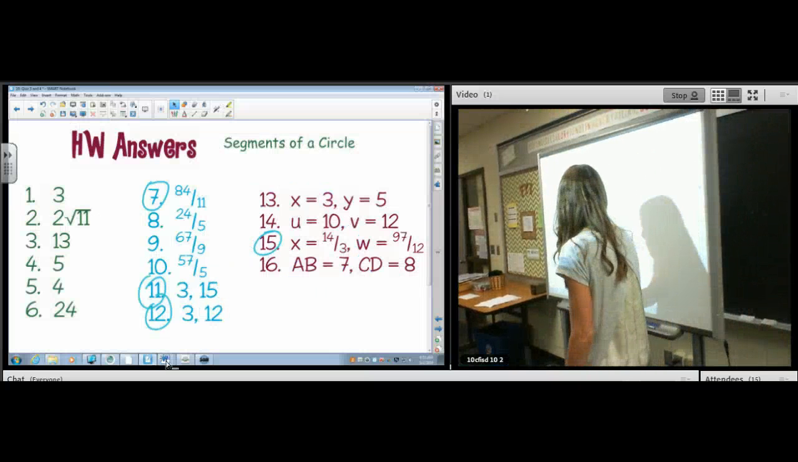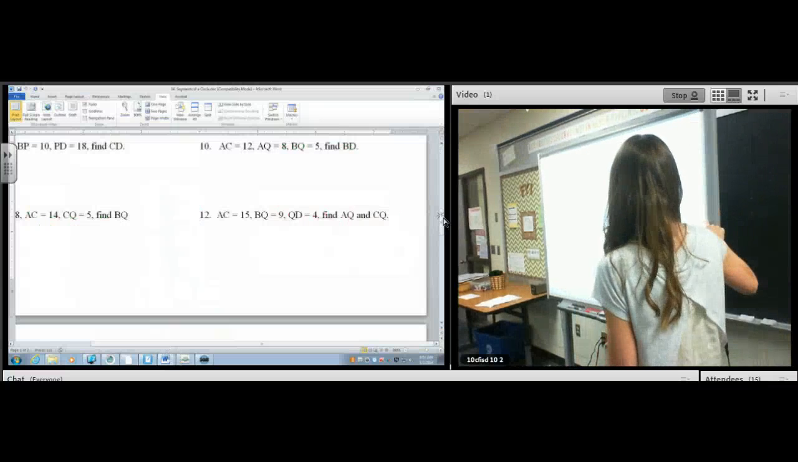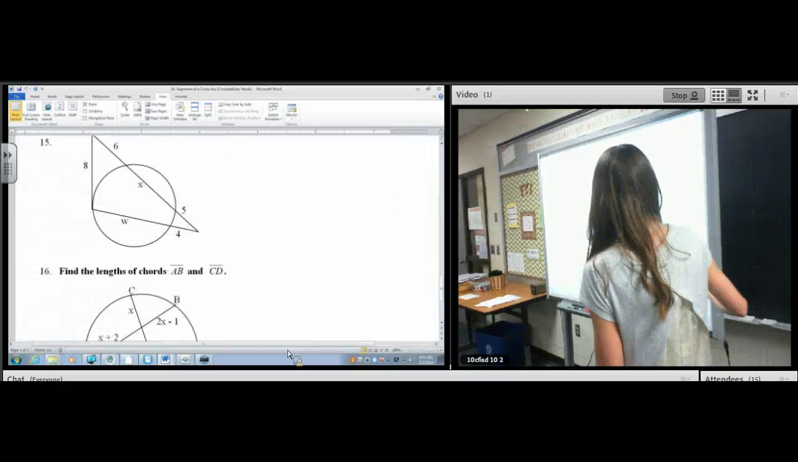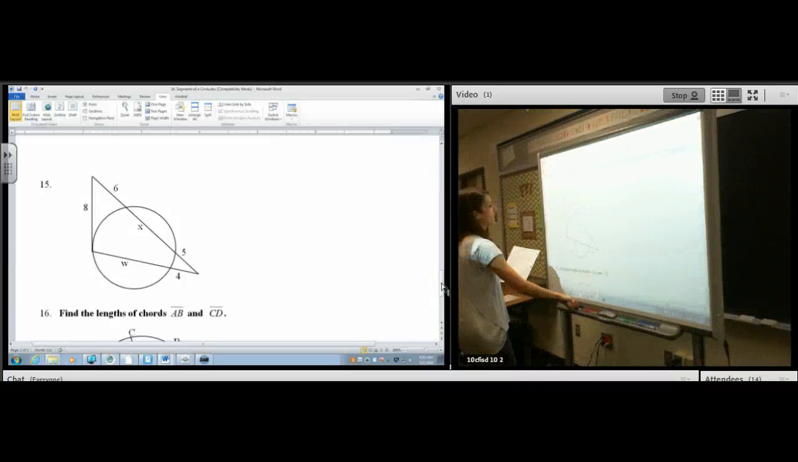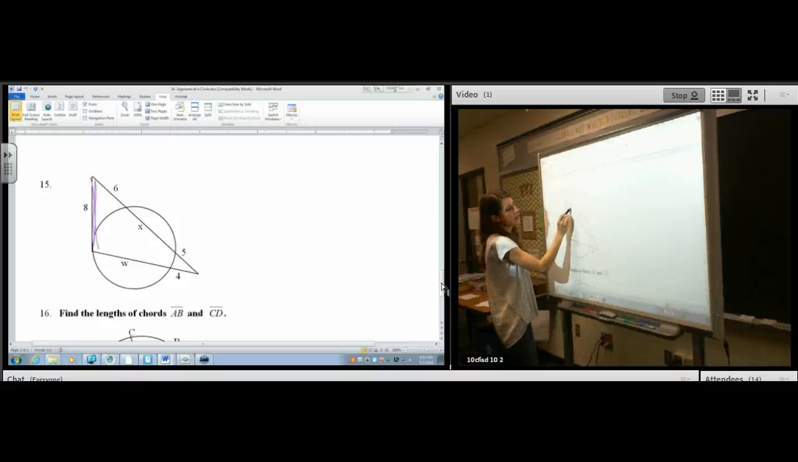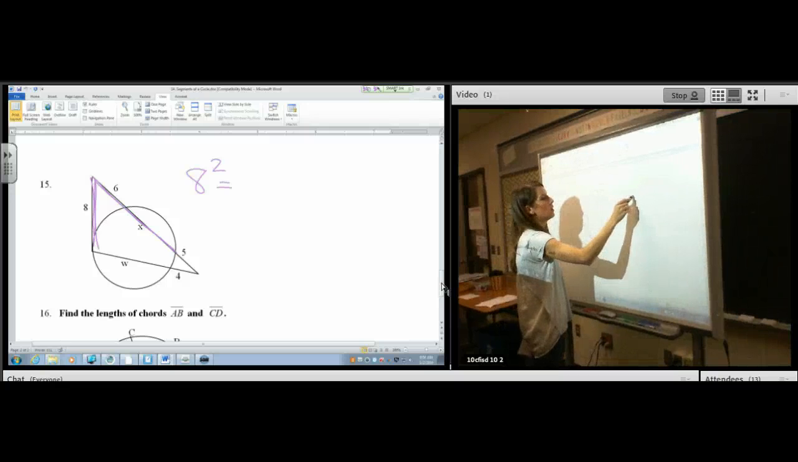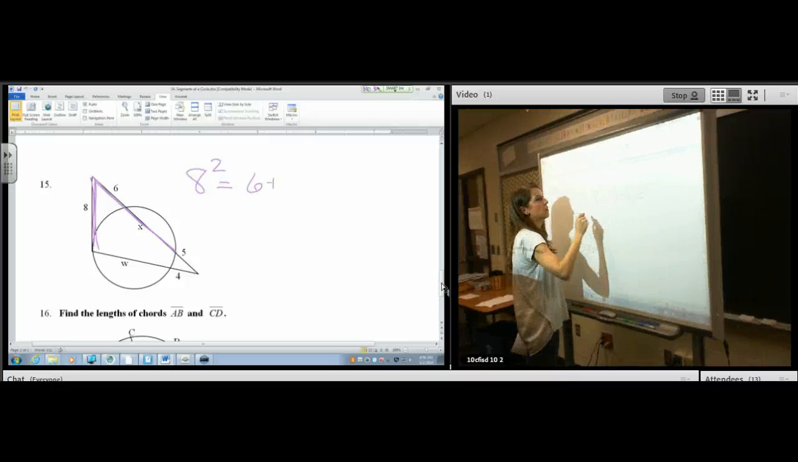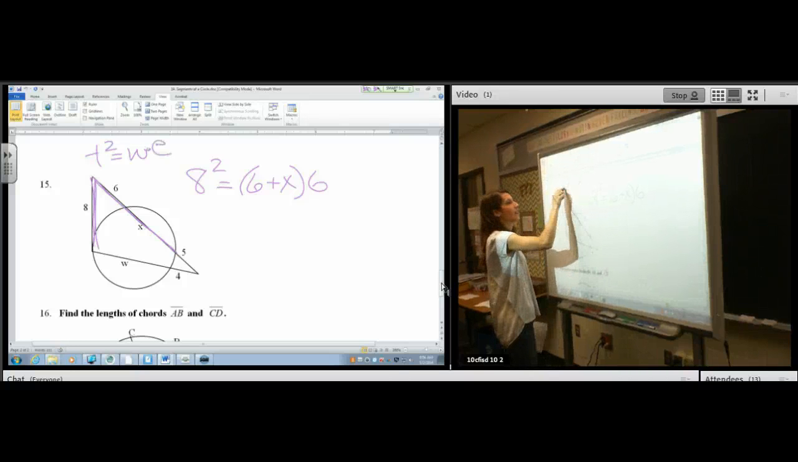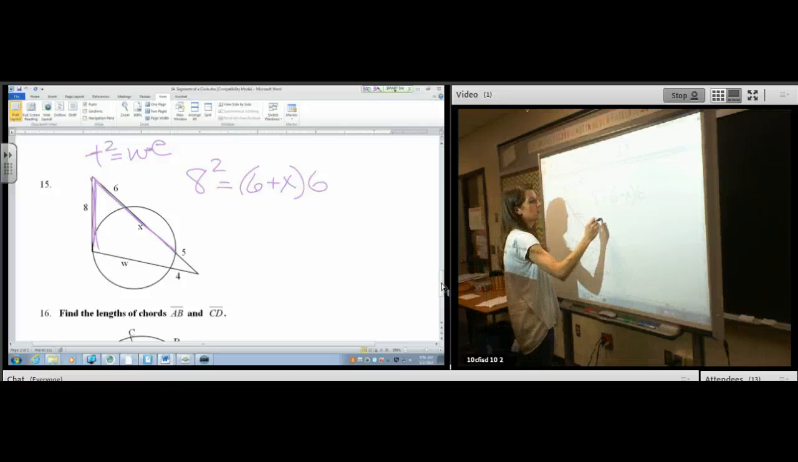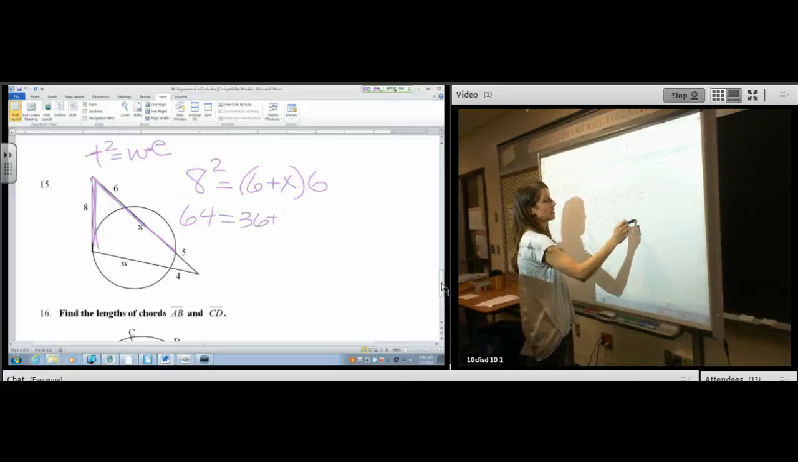Looking at number 15. Looks like we've got a triangle going on here. And we are probably going to have some sort of systems of equations. Let's look at this one and this one real quick. If we look at this one, we've got a tangent and we've got a secant. So we're going to use the theorem that says tangent squared equals whole times external. Tangent squared equals whole times external. All right. So 64 equals 36 plus 6x.